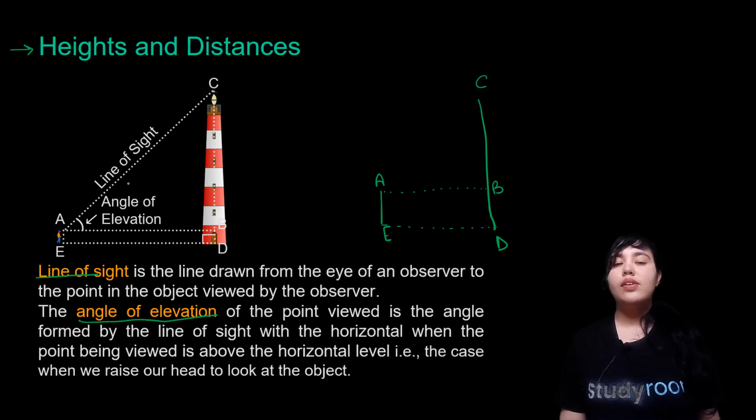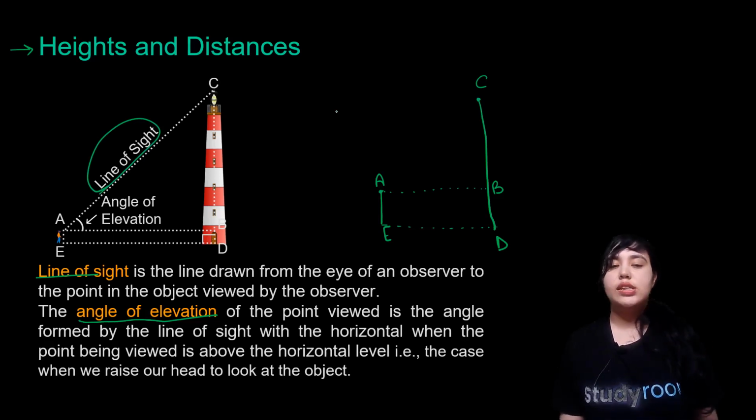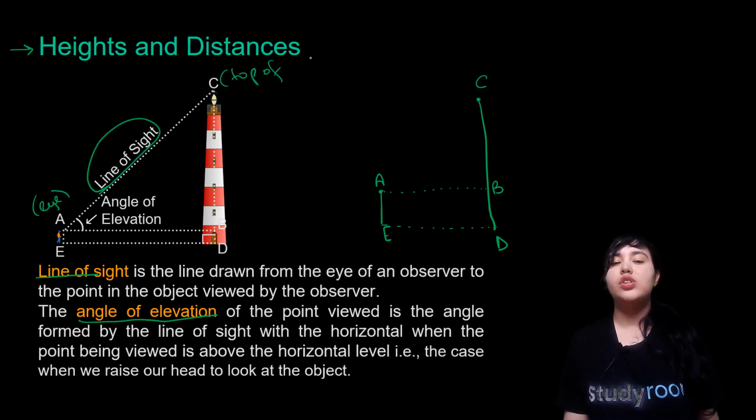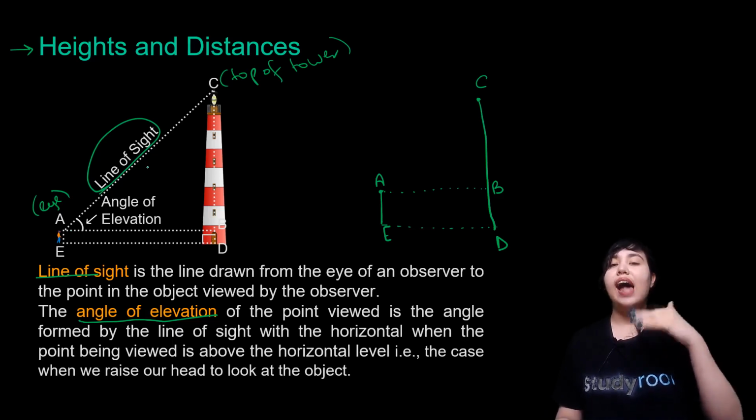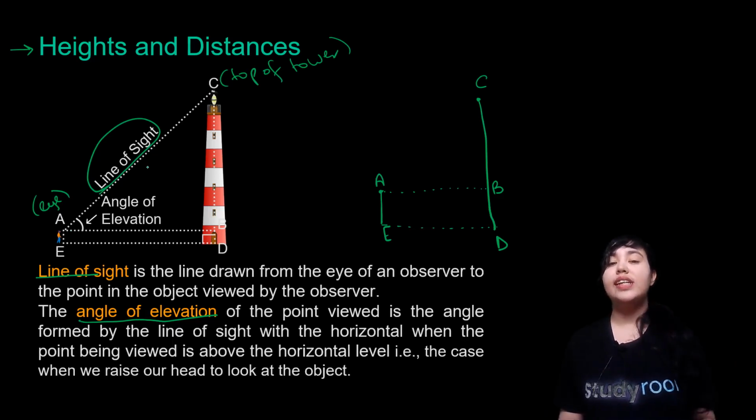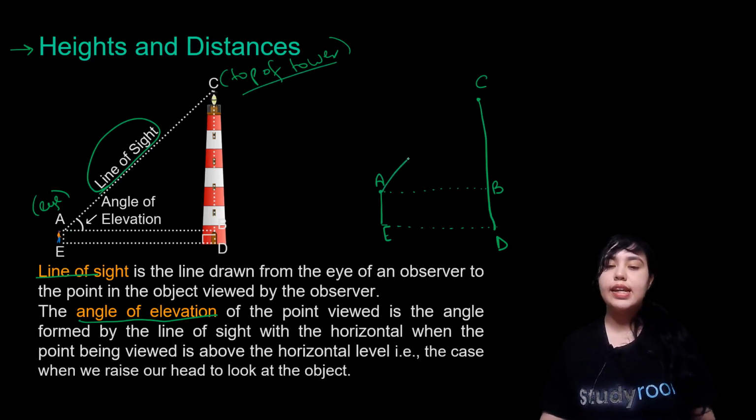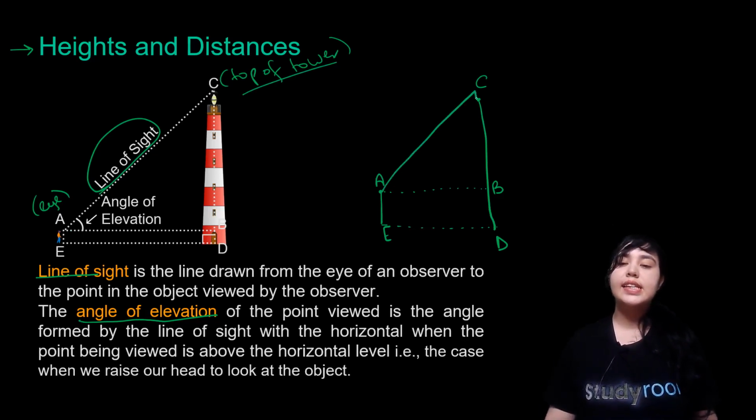So now here we have this line of sight. So what does this mean? Let's say this is your eye, the eye of the observer. And this is the point which you want to see, the top of the tower. This point C is representing the top of the tower. So the distance between your eye and the object that you are viewing, in this case the top of the tower, is called the line of sight. So basically, this distance AC will be the line of sight.